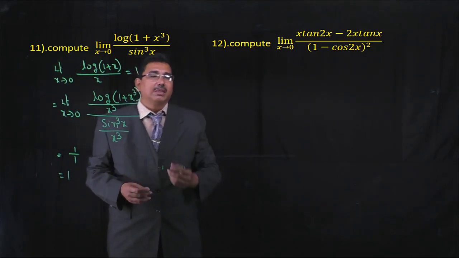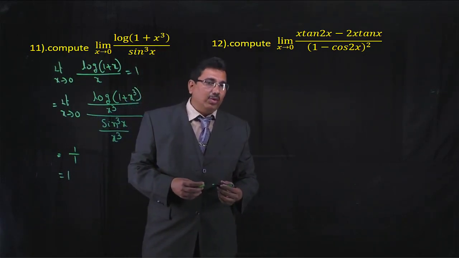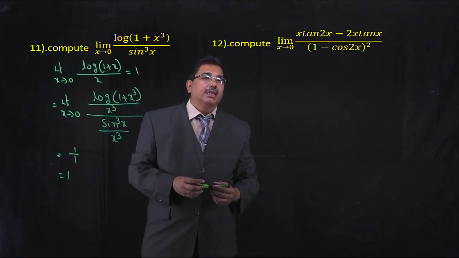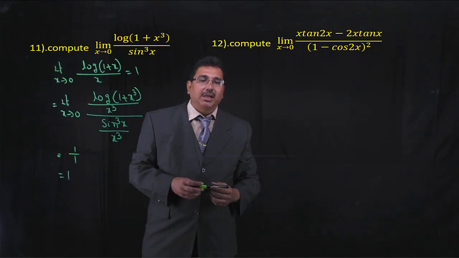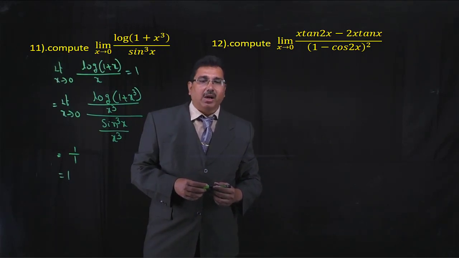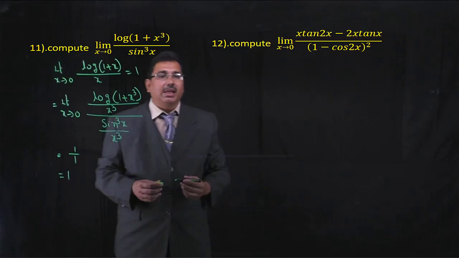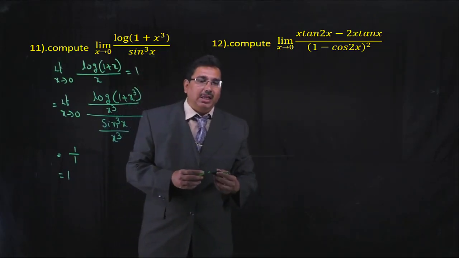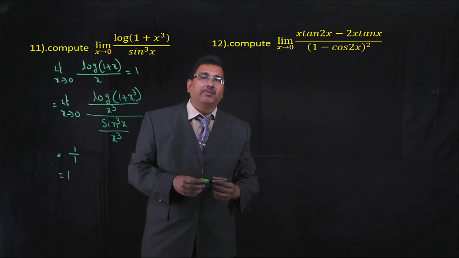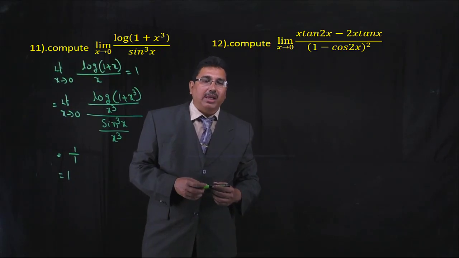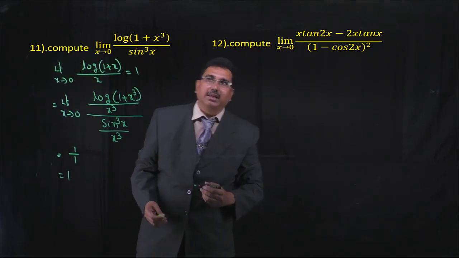Now, see question number 12. Compute limit x tending to 0, x tan 2x minus 2x tan x divided by (1 minus cos 2x) whole square. See this, how to calculate this limit value. If we substitute the limit value, the given function is of the form 0 by 0, that is an indeterminate form. How to calculate the limit value of this function?